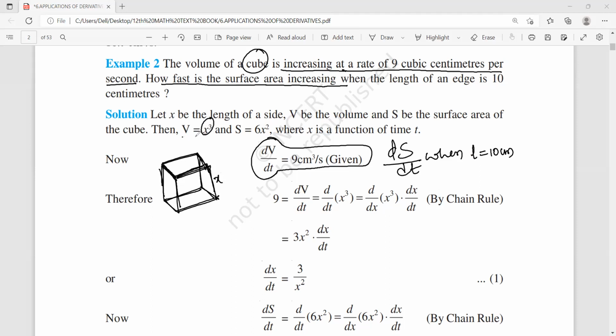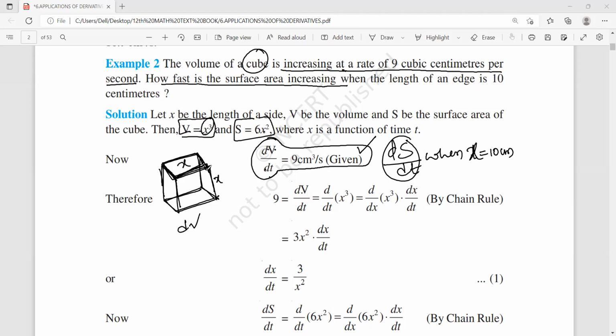So with edge x, volume is x cube. And the surface area is what? Each face is x square, and with 6 faces, it is 6x square. So here, what is given? dv by dt is given, and you need to find out ds by dt when x is 10 centimeters.